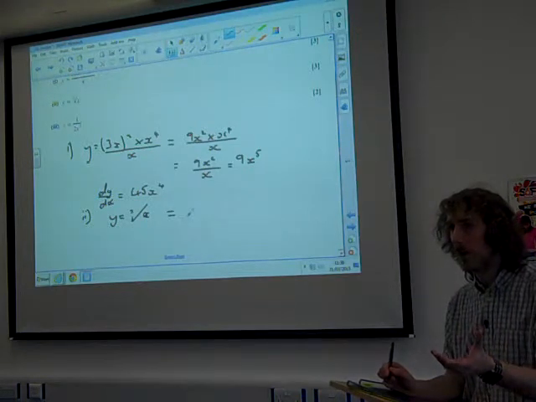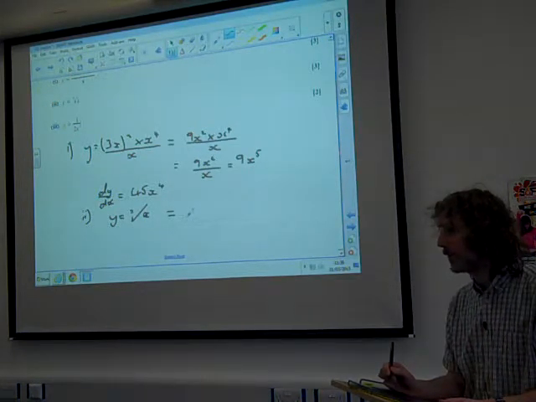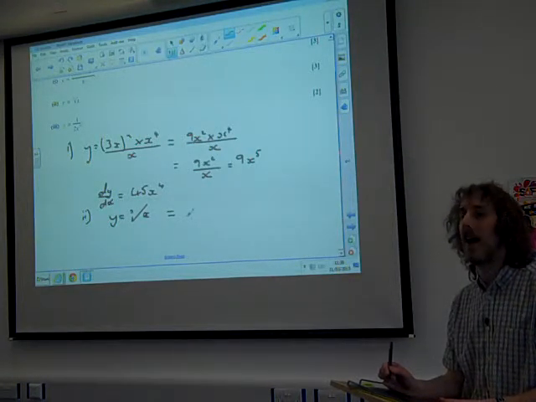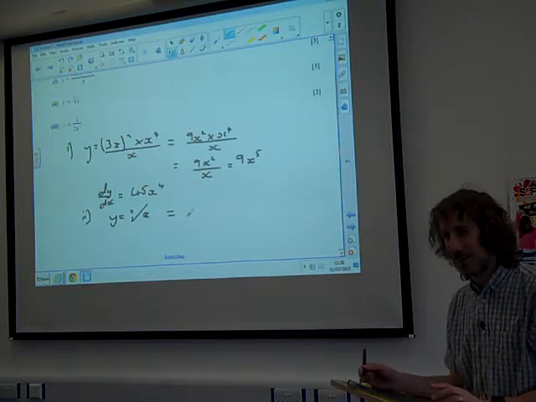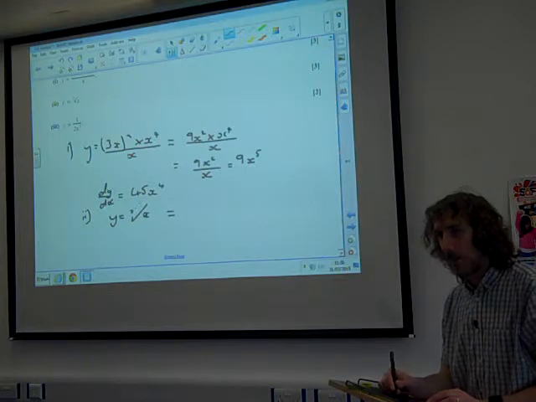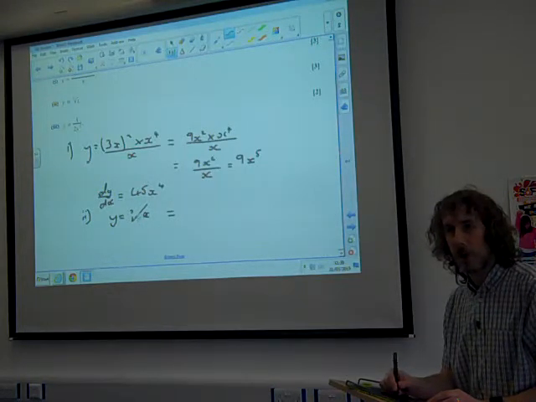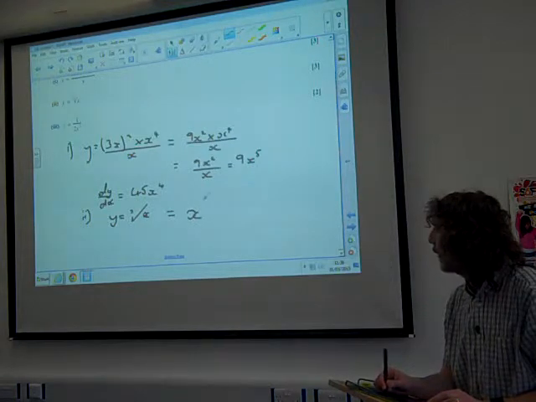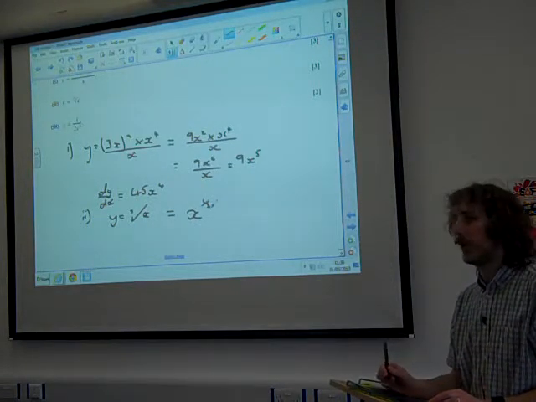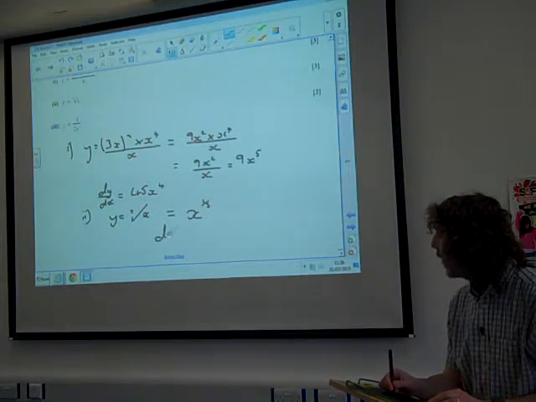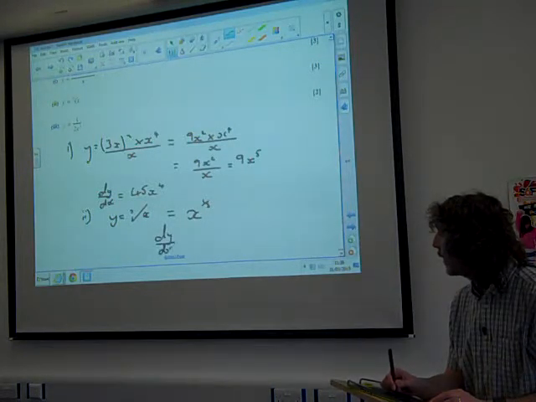fractional, what was it? I can't remember the poem. Fractional indices are just like a flower. The bottom's the root and the top is the power. Brilliant. Right, so this is going to be a fractional index, isn't it? We've got a cube root, the third root. So this is going to be x to the power of a third. And again, part of the skill was in doing that. Now we're ready to differentiate it.